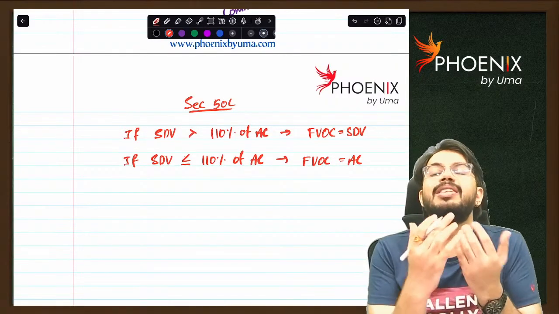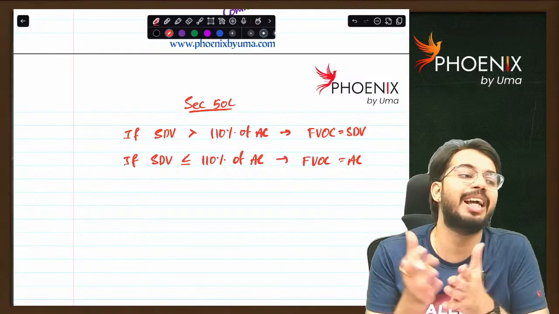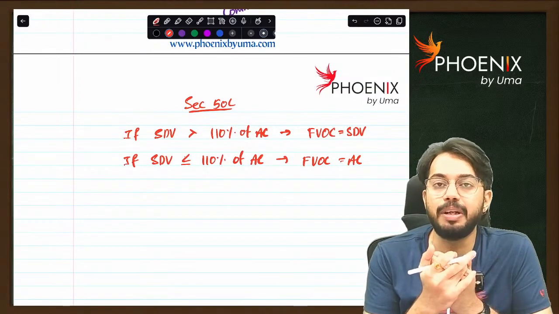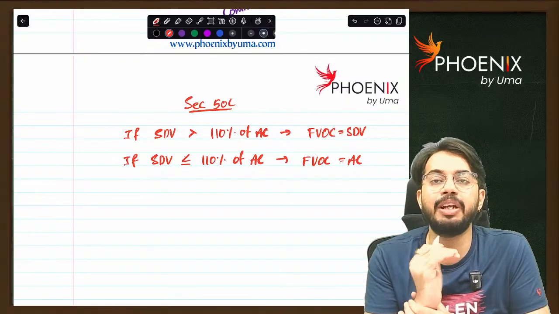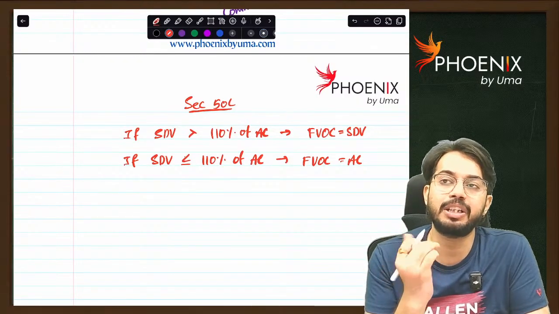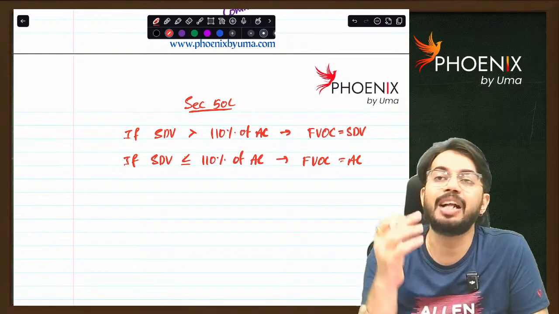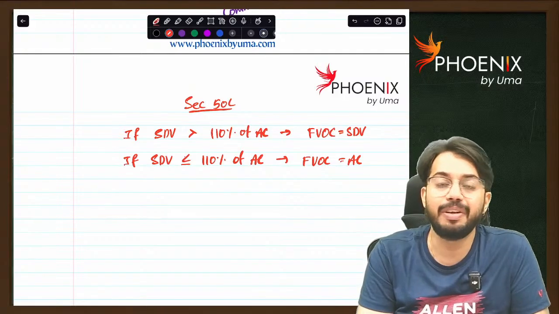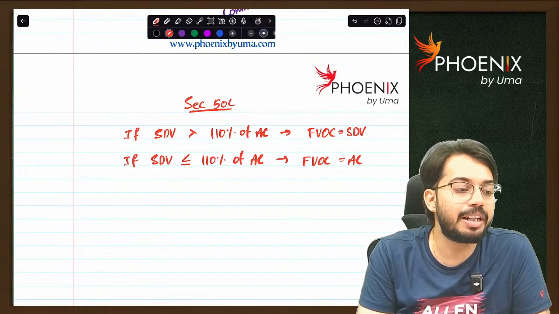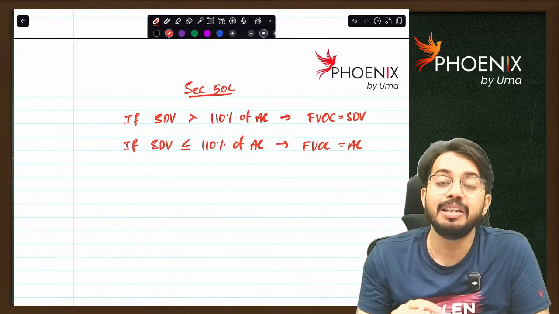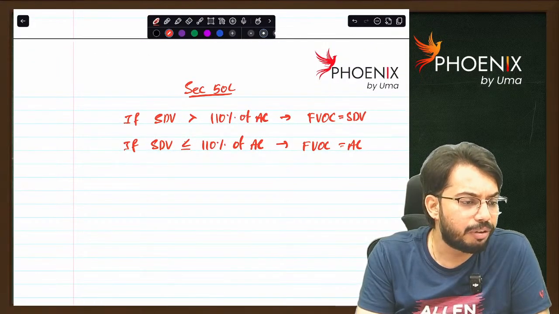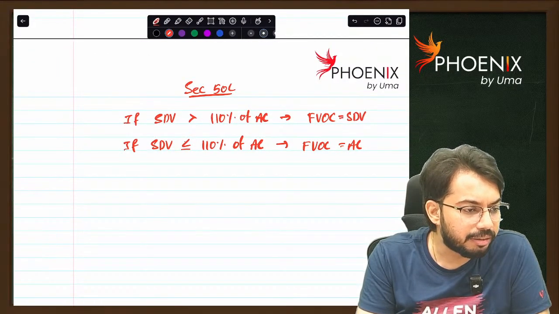See, how can stamp duty value and actual consideration exactly match? That's not possible, so up to 10% deviation is allowed. That means if the difference between stamp duty value and actual consideration is up to 10%, then actual consideration will be taken as the full value of consideration. If the difference is more than 10%, then in that case, stamp duty value will be taken as the full value of consideration.